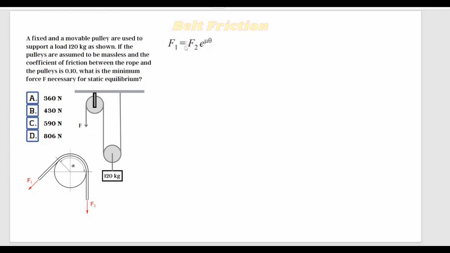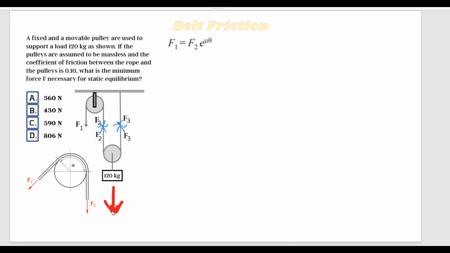Or let's imagine, how can we adapt it? Which one is our greater force? Which one is our smaller force? Since the problem says that we have to pull on this side in order to have this system in static equilibrium, that means that the system is going down in this direction.